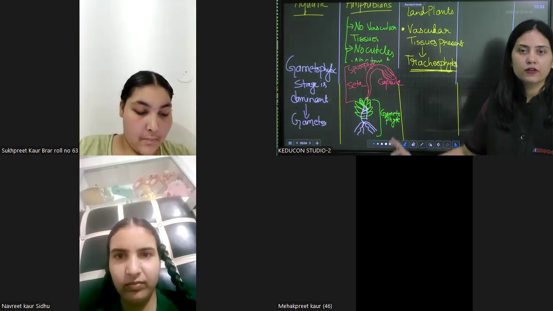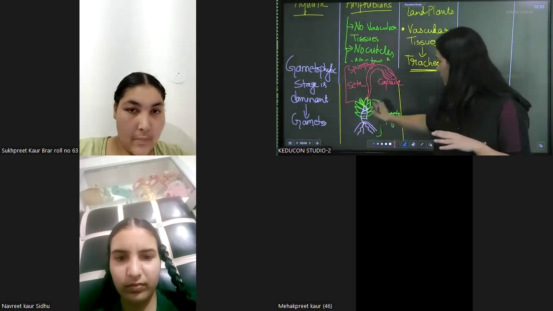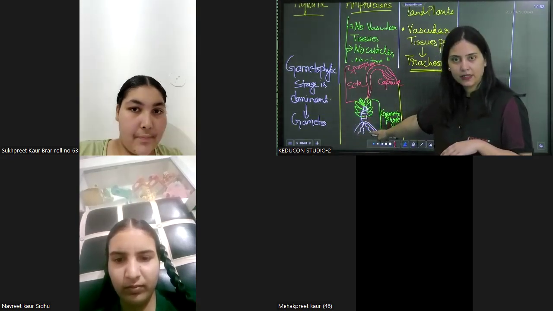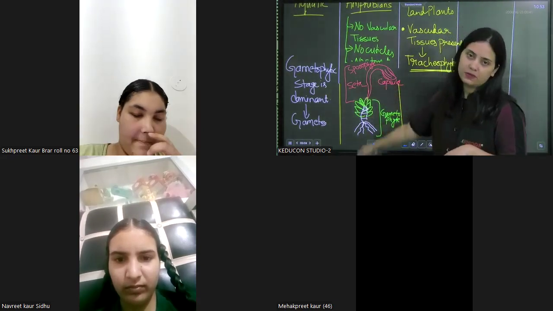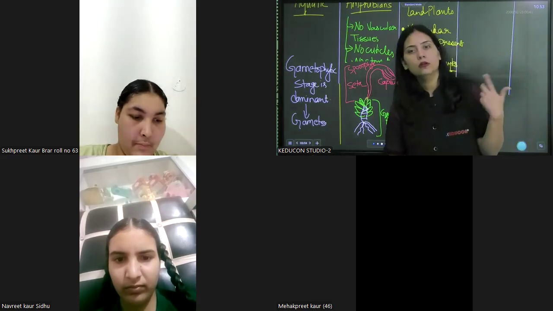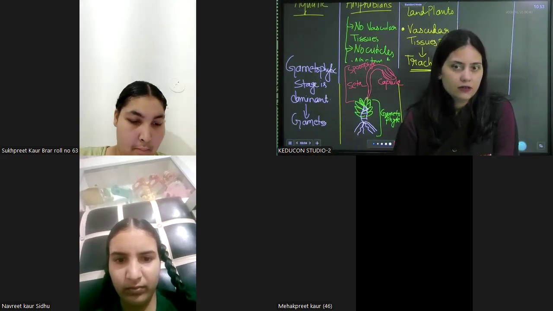Is it clear to everyone? Gametophytic and sporophytic are stages, but what are the organs? In the gametophyte, leaves are there and rhizoids are there. In the sporophyte, we have the seta and capsule, that release spores later on, when an organized structure forms. Is it clear to everyone?